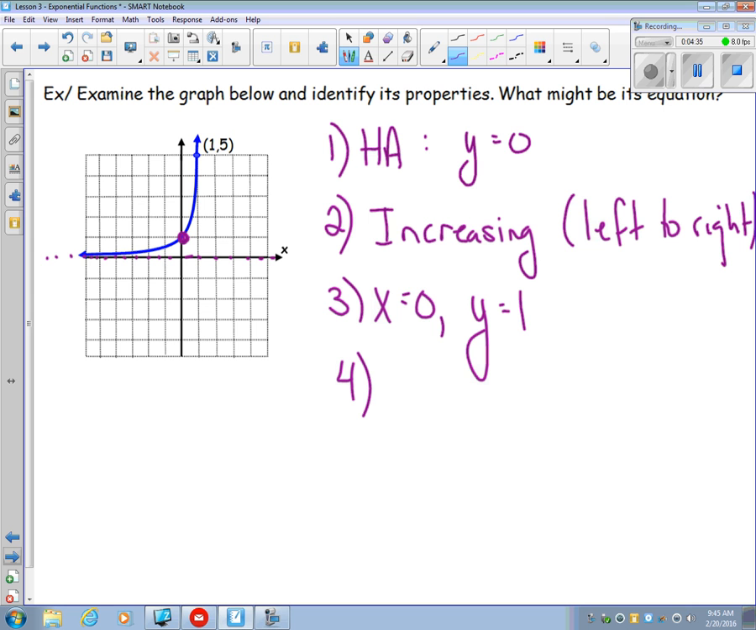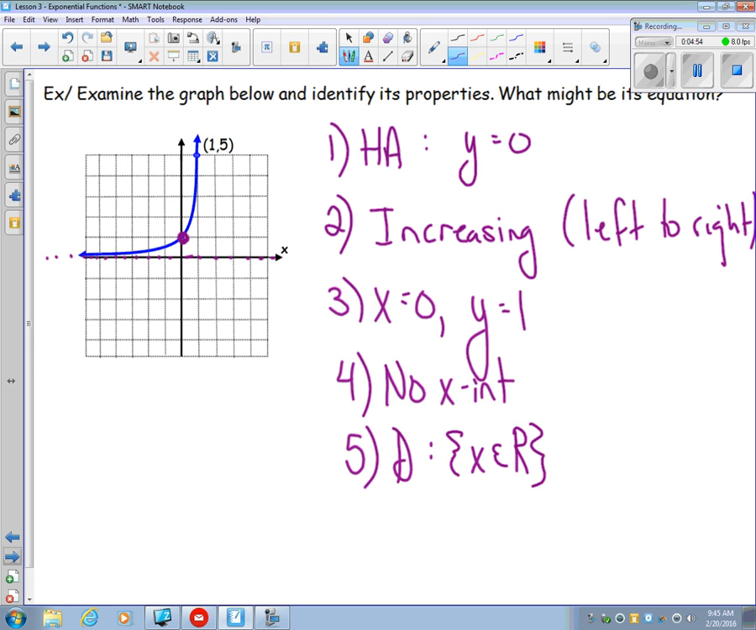Okay, property 4. Are there any x-intercepts? No, there's no x-intercepts. We said there shouldn't be any because it doesn't hit the x-axis, right? It approaches it, doesn't cross it. Okay, property number 5 we had talked about was the domain. Looking at our graph, you can hopefully see this graph goes left and right forever.